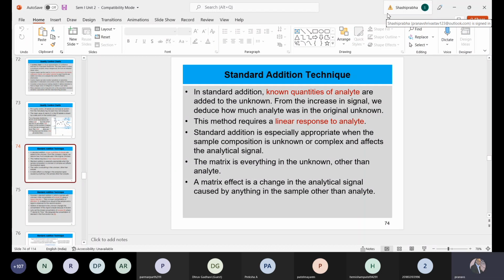And therefore, in such cases, we use this technique of standard addition, wherein we add a known standard solution of that substance into that same unknown sample, such that the concentration of that substance increases to the extent that it can then be measured using that calibration line which you have established.